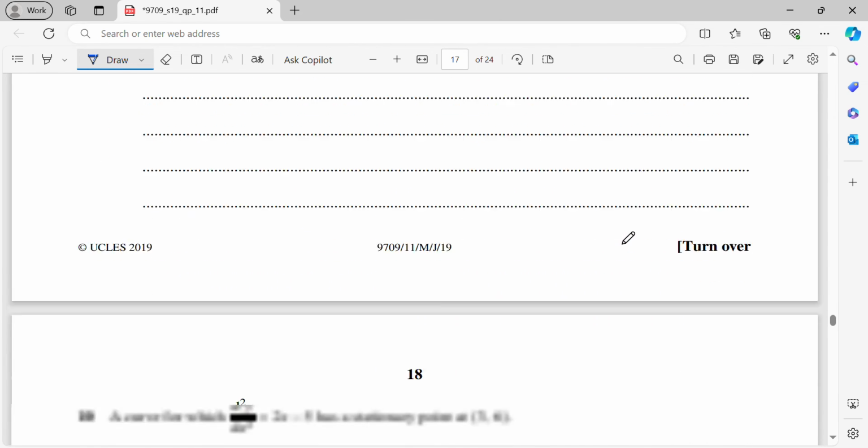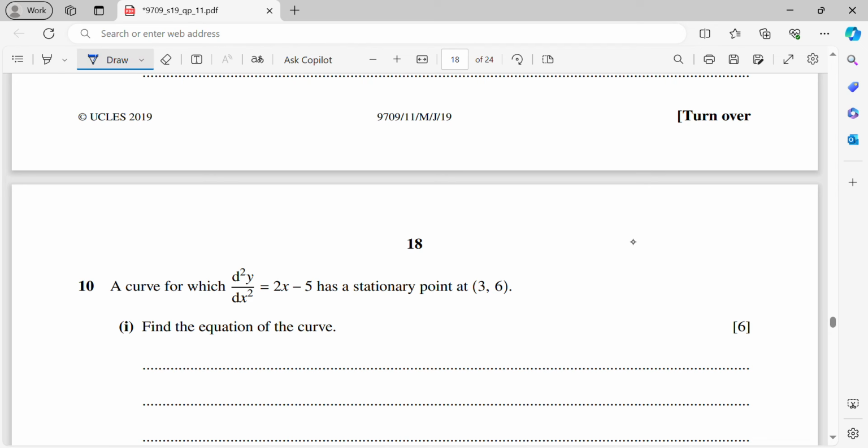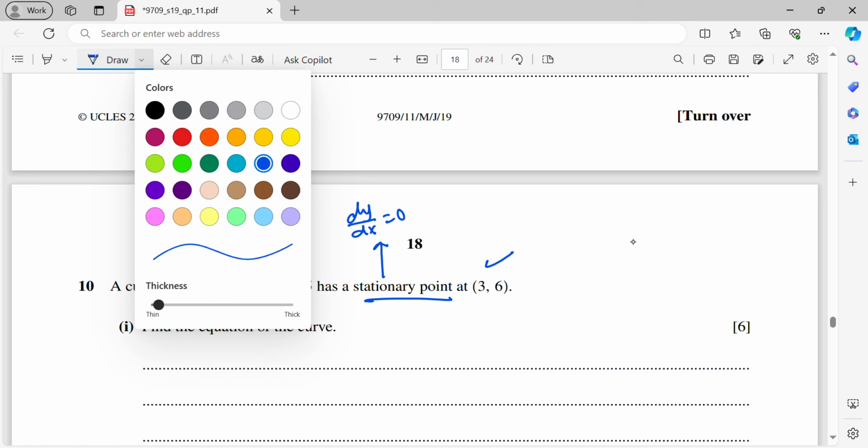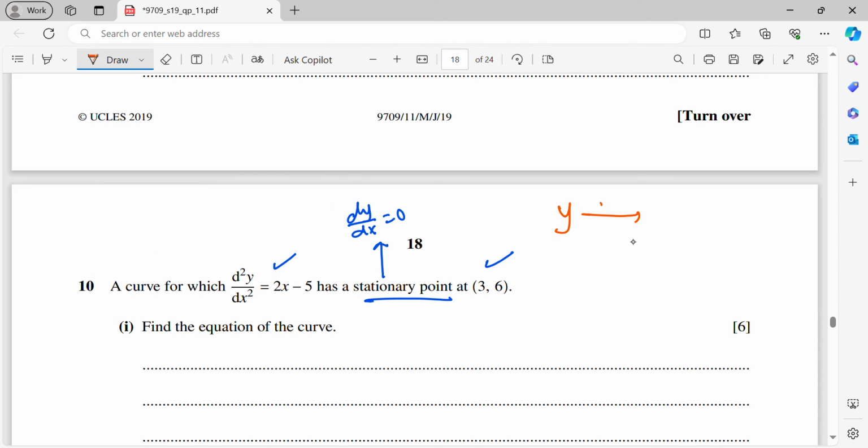Okay, now next question. Question number 10. A curve for which the second derivative has a stationary point at (3, 6). Stationary point means dy over dx equals 0. Now find the equation of the curve. For your information, if you are given y, you differentiate once and you get dy over dx, and then you differentiate a second time, that will be the second derivative. Now you are given the second derivative. To get the equation of the curve, you have to integrate 2 times, because integration is the reverse process of differentiation.